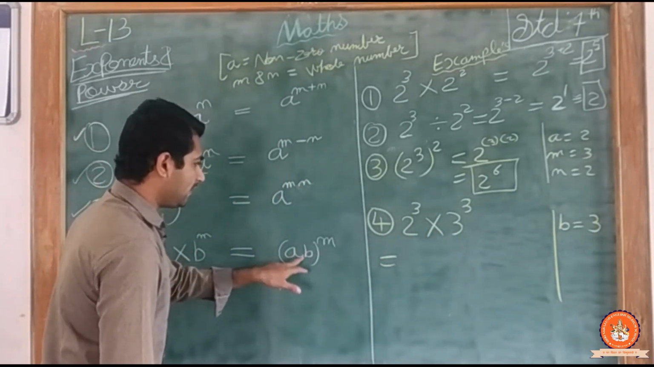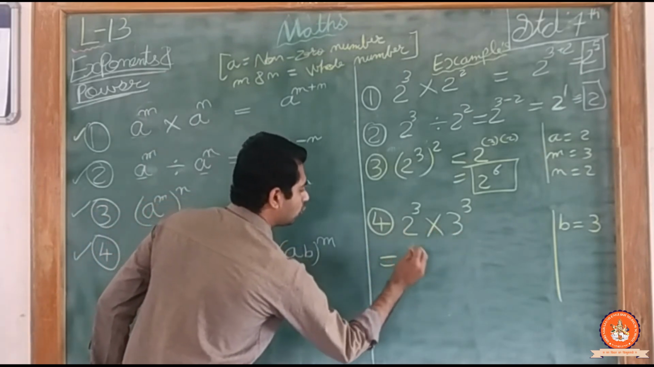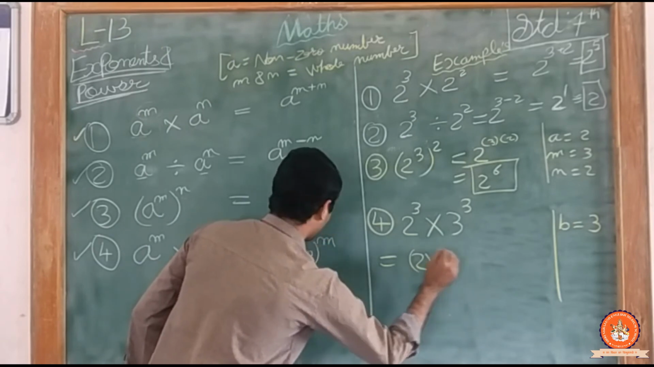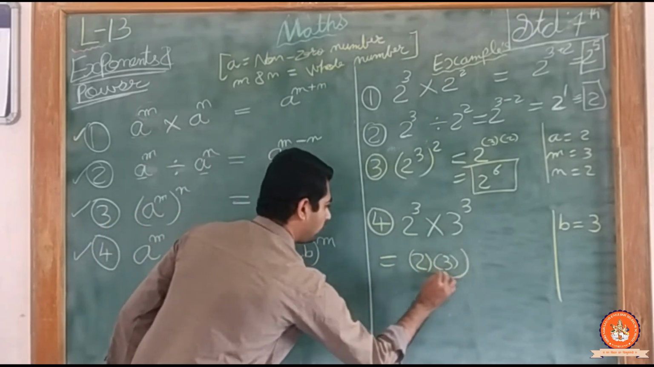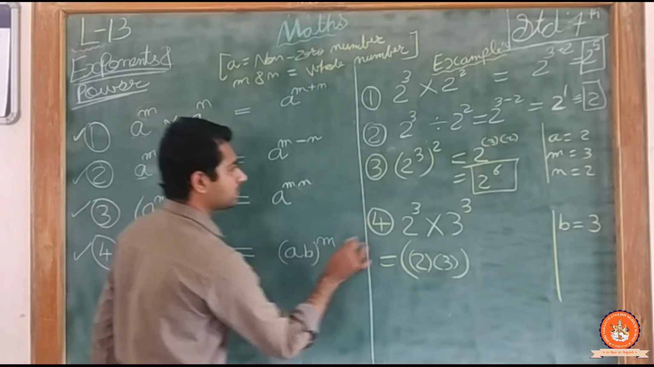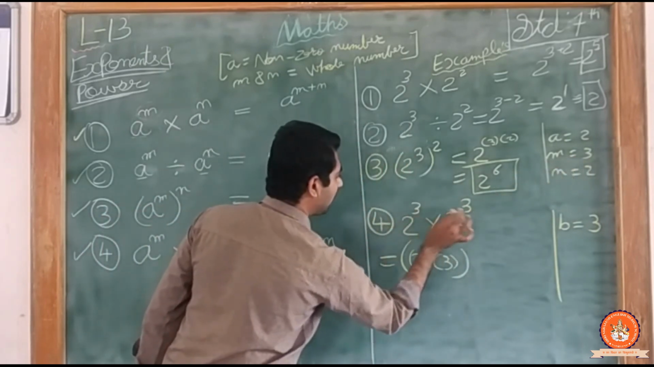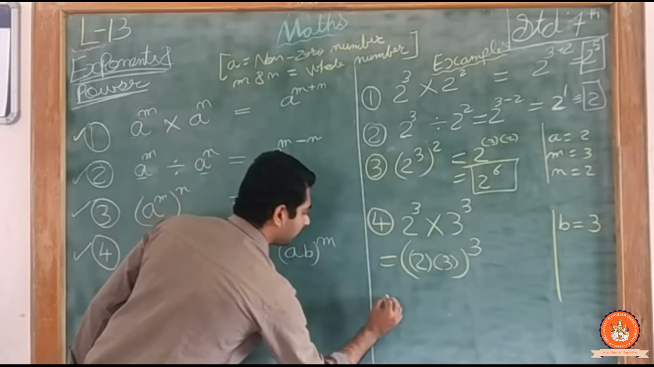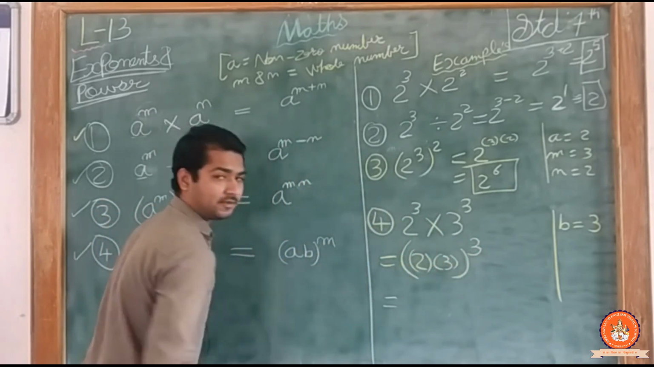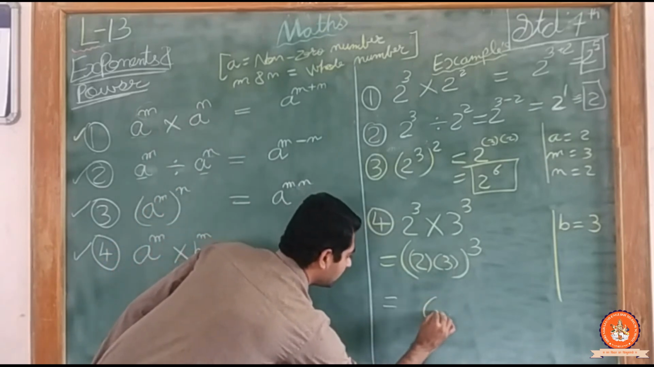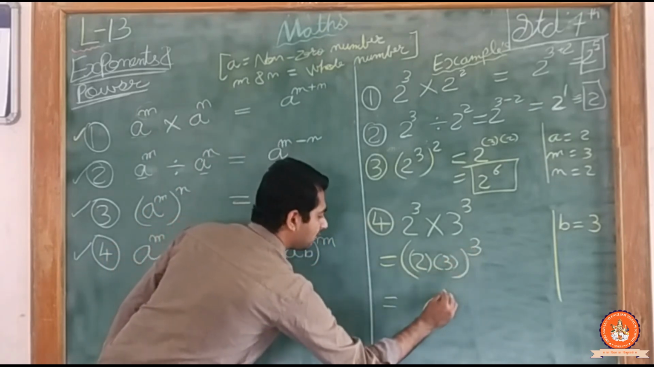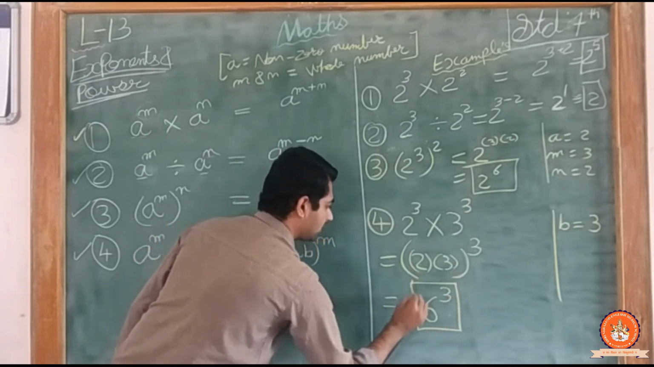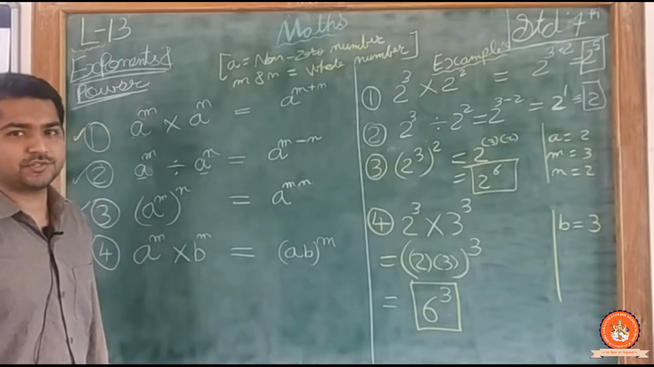Now solve this in this form. A multiplied by b: this is my a, this is my b. So 2 multiplied by 3, whole raised to m. What is my m? M is my 3. Both the powers are the same, so I will write here 3. Clear? Now 3 twos are 6, 6 means 6 and the power is our 3. So this is my answer, the simplest answer in the exponential form.